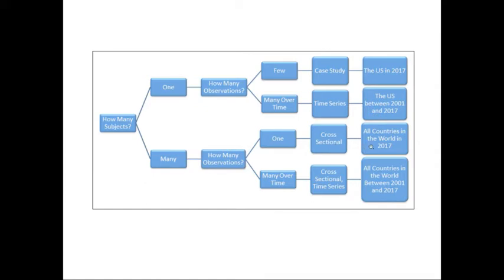An example of this would be studying democracy in all countries throughout the world in 2017. There would be multiple subjects, all countries in the world, with one observation each in 2017. If your variable applies to many subjects and you have multiple observations per subject over time, then you have a cross-sectional time series variable. An example of this would be studying democracy in all countries throughout the world from 2001 to 2017. There would be multiple subjects, all countries in the world, with multiple observations between 2001 and 2017.